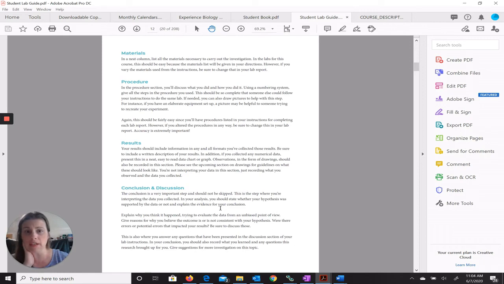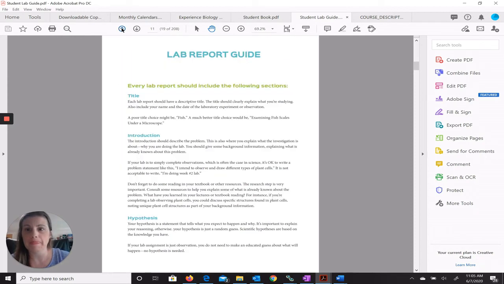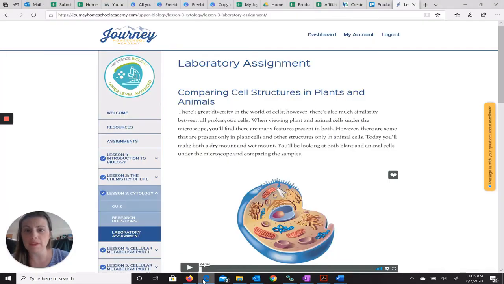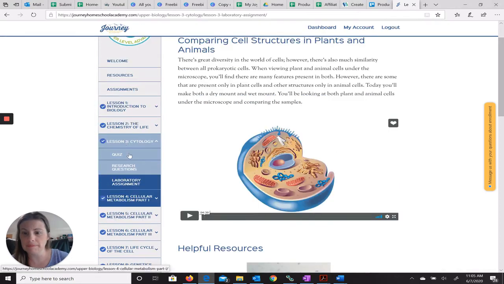And in the teacher's guide, there is a handy grading rubric to help you grade the lab reports, which was very helpful. So that is the lab. And then after you complete all those things, you're done with that lesson.